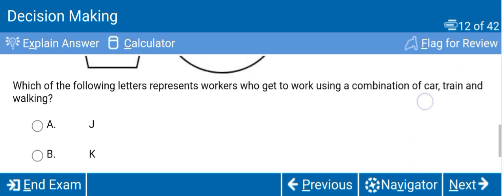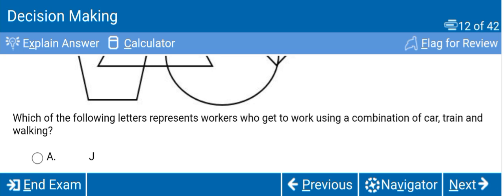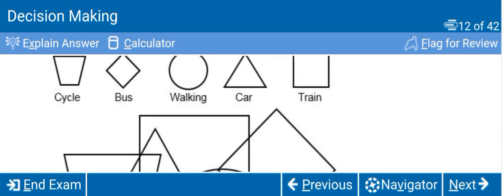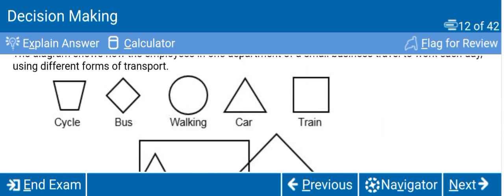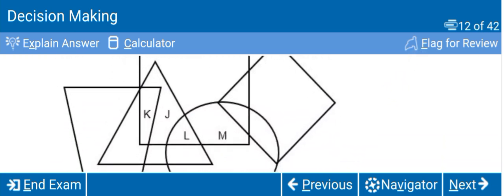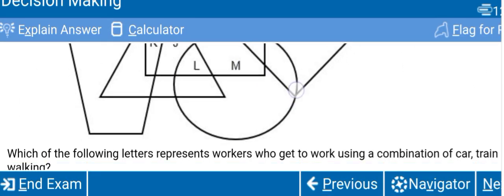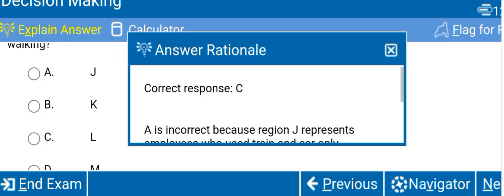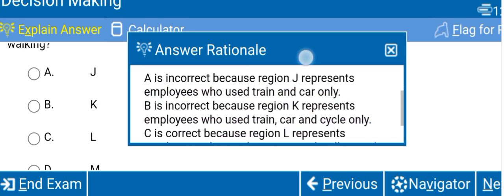Okay, so how can we solve these types of questions? It asks for a combination of car, train and walking. So we have to check what the symbols for car, train and walking are. So we have square, triangle and circle. Now we can see where these 3 shapes overlap. Here you can see that a triangle, a circle and a square overlap at L. So let's see whether this is the right option or not. Yes, here we have C, which is L, the correct option.